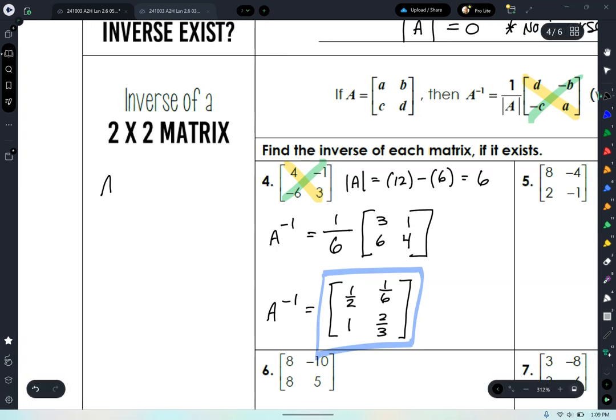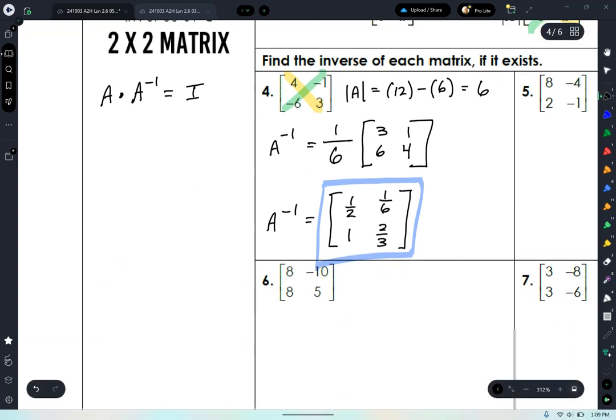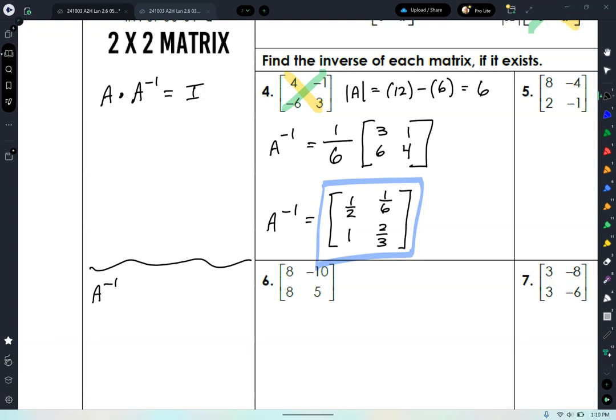You're going to go A times its inverse, right? That'd be like 2/3 times 3/2, right? What should you get if you do A times its inverse? The identity matrix, I. Yeah, but here's the thing, it can't just be that way. It has to be this way, too, because it's both directions.